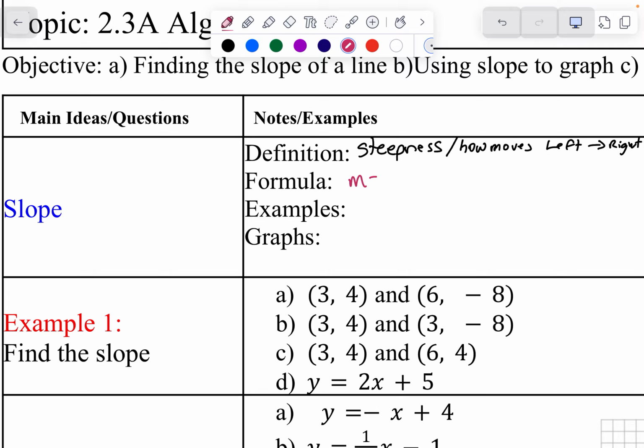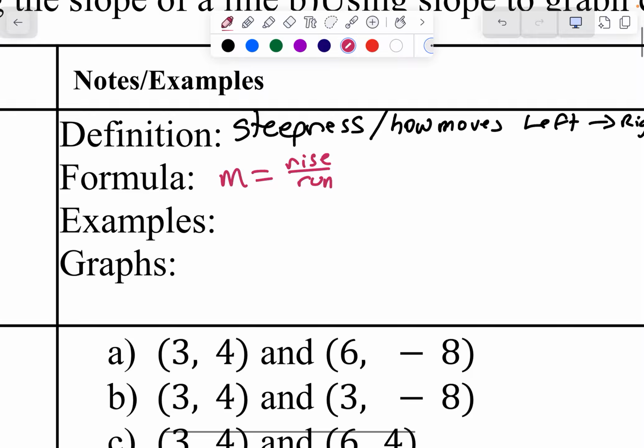You can think about it as rise over run. You can think about it as the change in y. And when you get into upper level mathematics, they're going to use that delta symbol. It just means change in. So delta y over delta x is the change in y over the change in x. The more formal formula is y2 minus y1, the change in y, over the change in x, x2 minus x1.